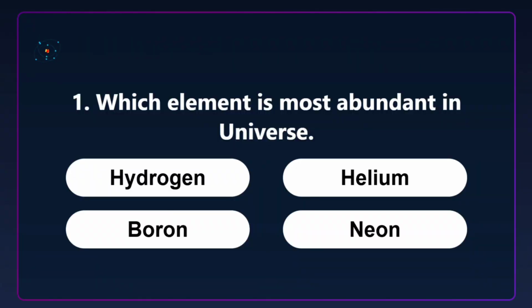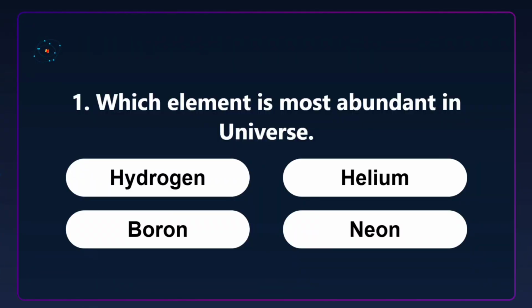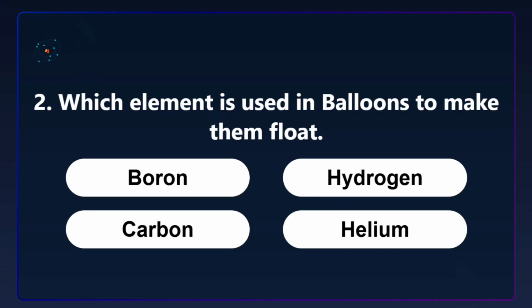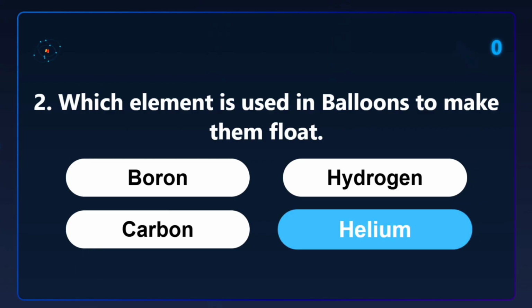Question 1. Which element is most abundant in universe? The answer is hydrogen. Question 2. Which element is used in balloons to make them float? The answer is helium.